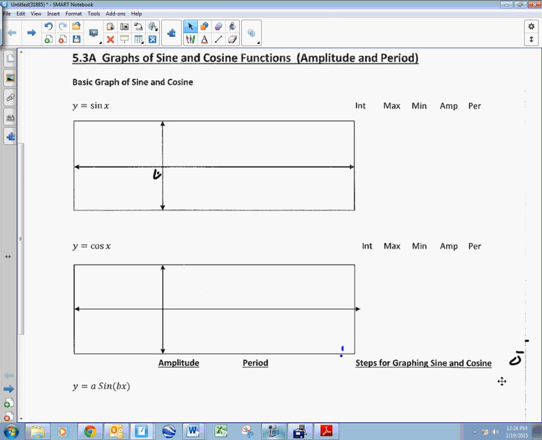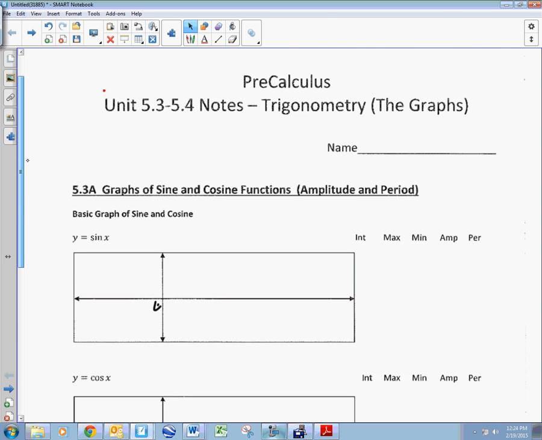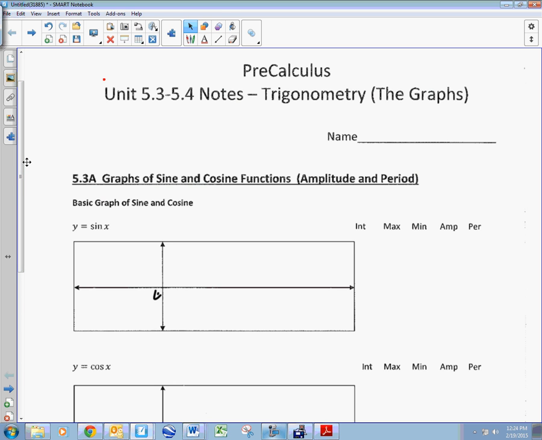Okay, here we go. 5.3 through 5.4. This unit only takes us 5 instructional days, which would be today, tomorrow, and then Monday, Tuesday, Wednesday, which means study guide on Thursday and test on Friday.